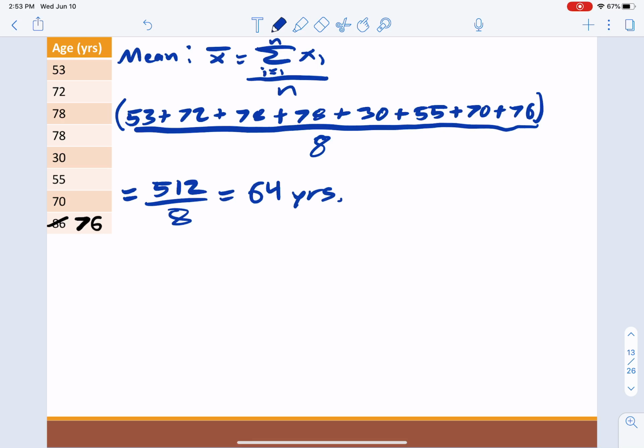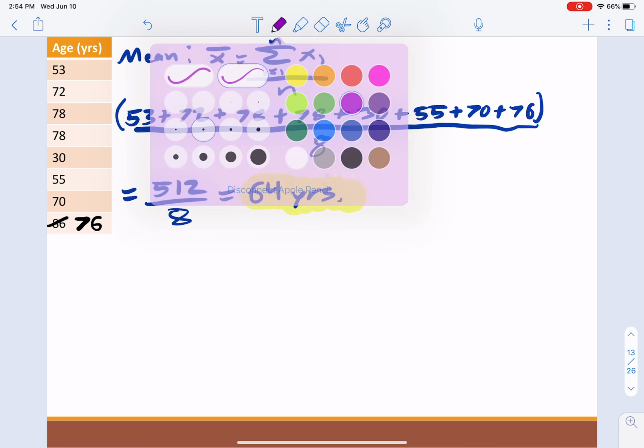Okay, so that changed, right? Our first mean was 65.25, and now it's gone down when we remedied this typo, when we put in 76 instead of 86. Okay, so that's fine. That's good. It's not too big of a change. But let's calculate then the median.